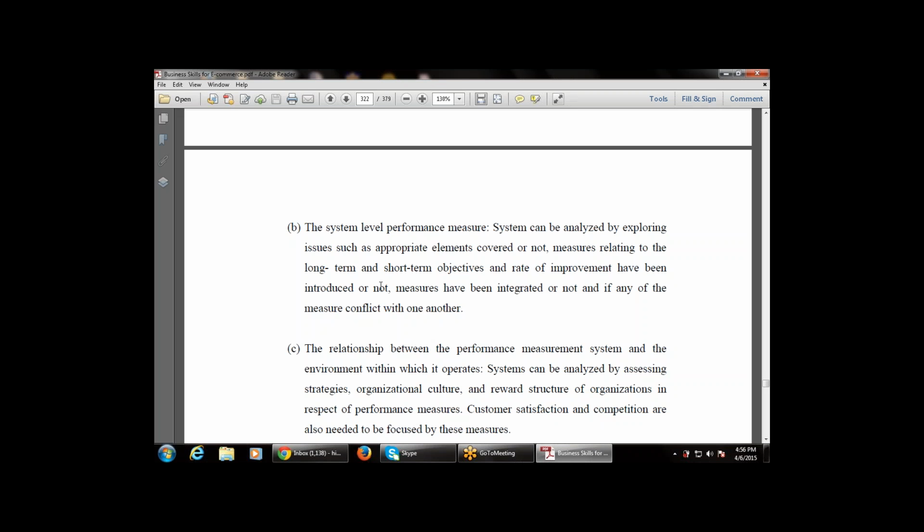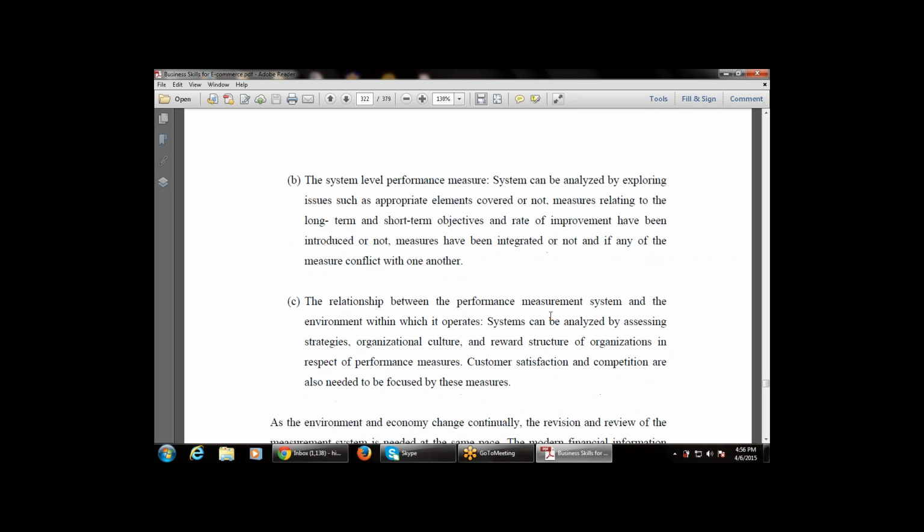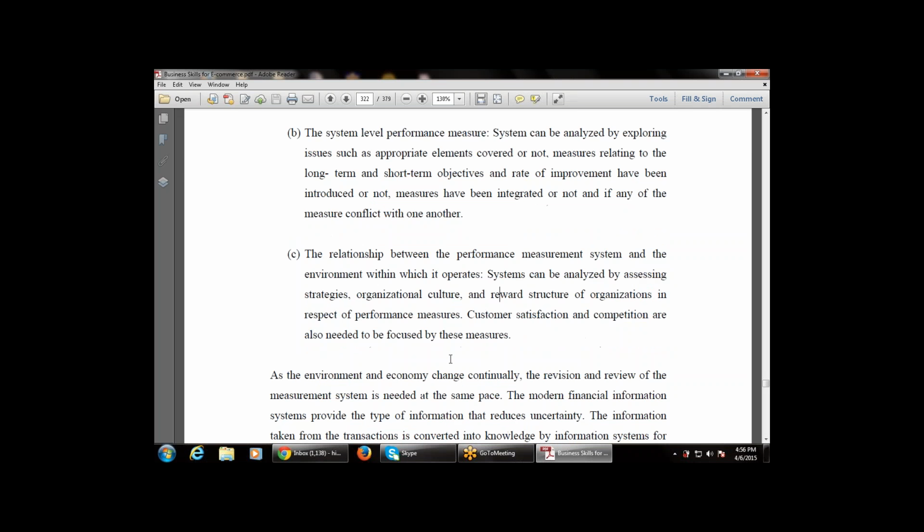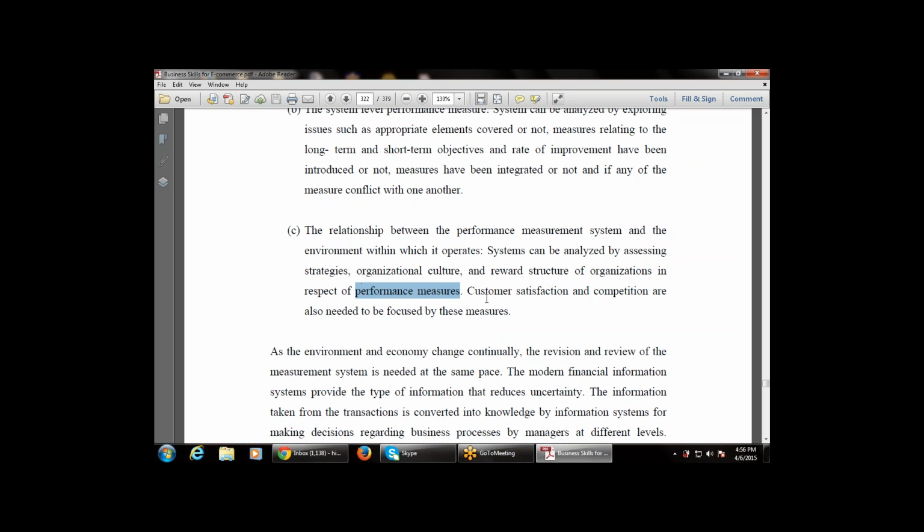Then the third level is the relationship between the performance level and the environment in which it operates. That is, what is the relationship between the performance measurement system and the environment within which it operates? Now, this says the system can be analyzed by assessing strategies, organizational culture and reward structure of organizations in respect of performance measures. Customer satisfaction and competition also need to be focused on by these measures. That is, what are the main targets?